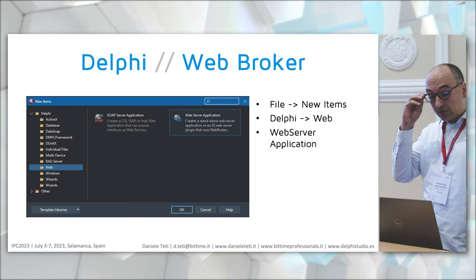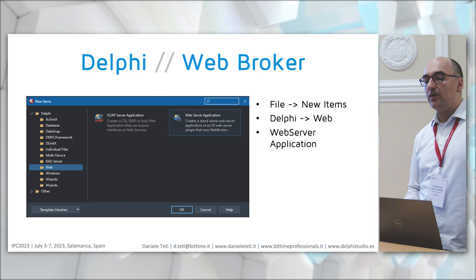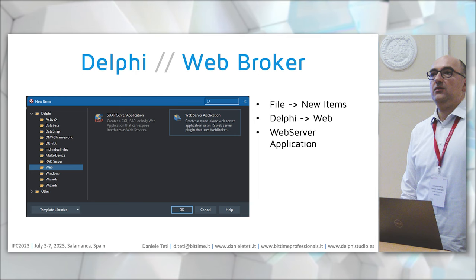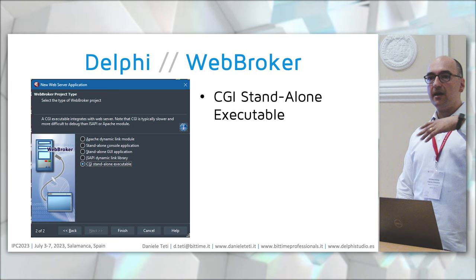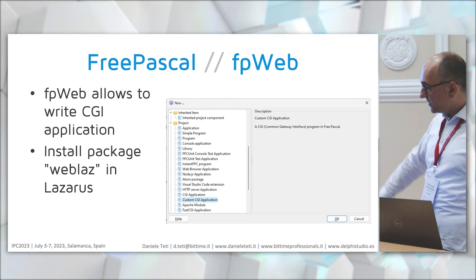So which libraries are available today to do CGI programming in Pascal? There are a lot of them. Let's introduce some of the most popular. One of the most popular is the Delphi WebBroker. WebBroker is a technology introduced, I think, 20, 23 years ago, more or less, which helps to create a number of different kinds of web applications, and CGI is one of them.